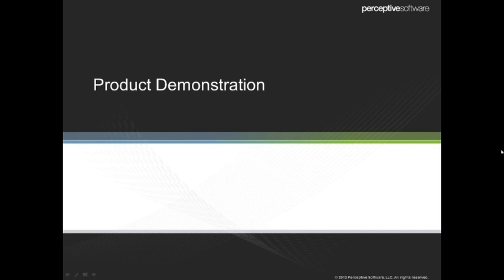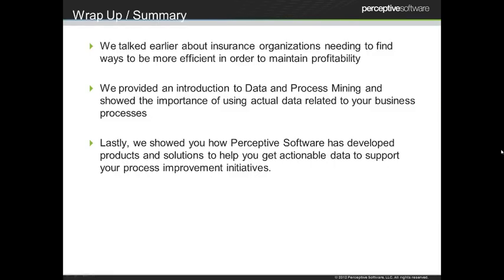All right, thanks, Ron. We'll just do a little wrap-up slide. We talked earlier about how insurance organizations are needing to find ways to be more efficient in their operations in order to maintain profitability. We gave an introduction of data and process mining and showed the importance of using actual data related to your business process. And then we gave you a demonstration of our product and solution to help you get actionable data to support your process improvement initiative.